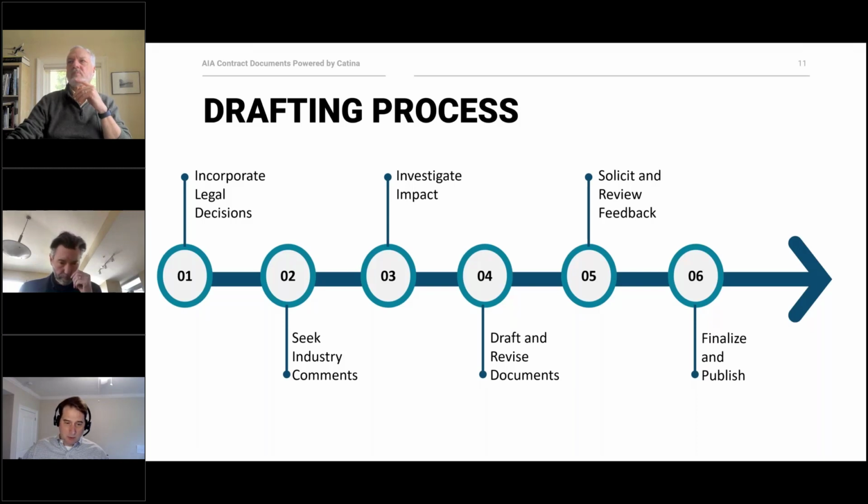The drafting and revision process will take a number of years. It'll go through a few iterations where we'll draft, we'll send a document out and solicit feedback and review from not only our own documents committee, but outside of the documents committee with industry experts. And then we'll go through the finalization and publishing. And then we start it all over again, monitoring those documents as we work on drafting other documents.